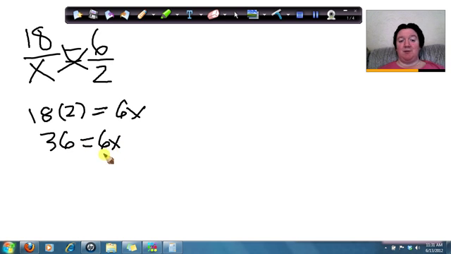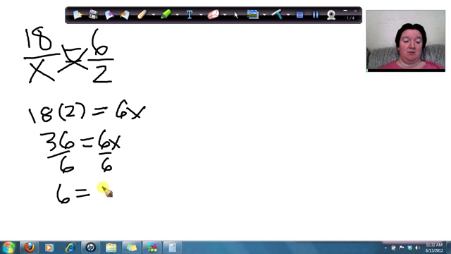Now we need to get the x by itself. What do we do next? We divide both sides by 6. And 36 divided by 6 gives us 6. So we know that our x value is 6. Don't be led astray that there are two answer boxes in IXL. This particular question only has one answer.